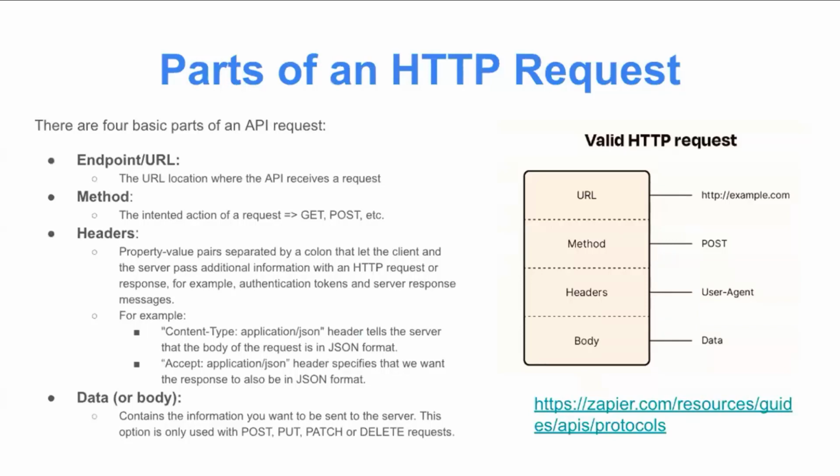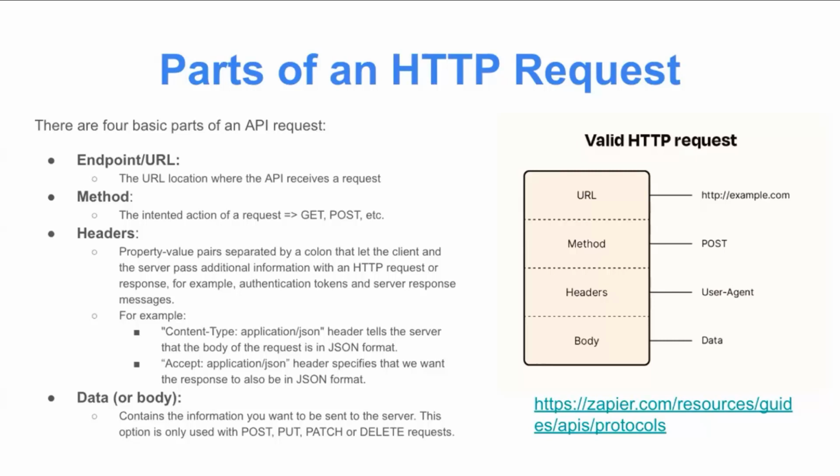There are four basic parts of an API request. We have the endpoint or URL, the method, the headers, and the body. The endpoint or the URL is simply the URL location of where the API would receive a request. This could be, for example, example.com/add list, example.com/enrich. And the method, on the other hand, is the intended action of the request. So this can be like post or get. I'll cover exactly what each of these mean in the next few slides.